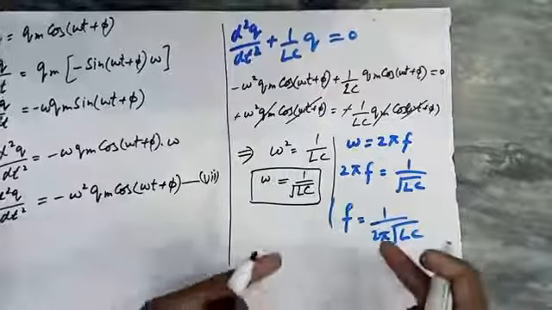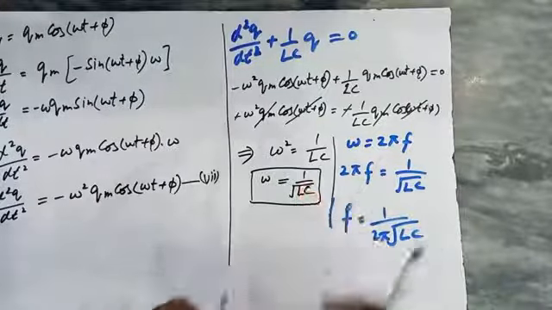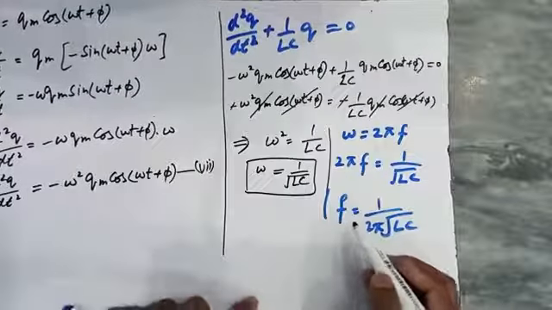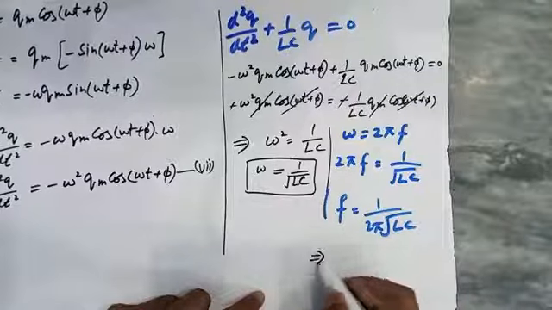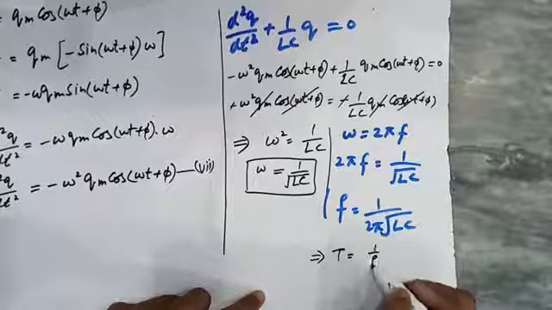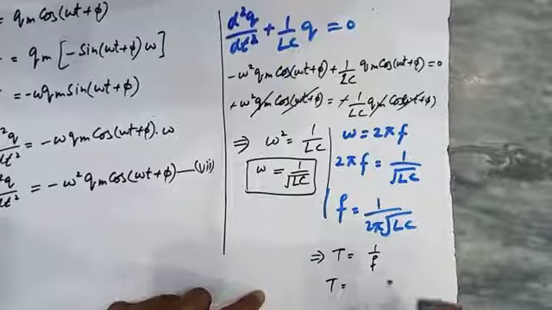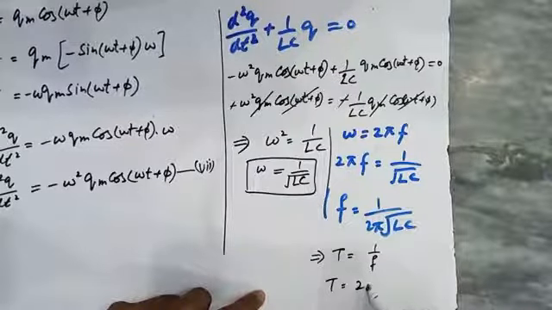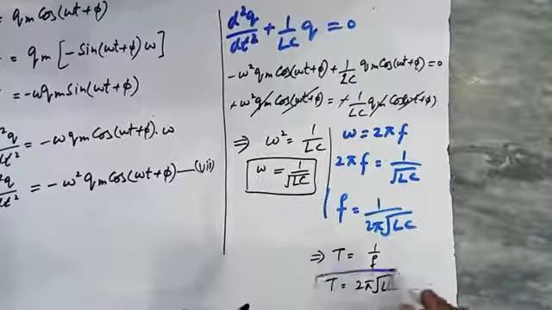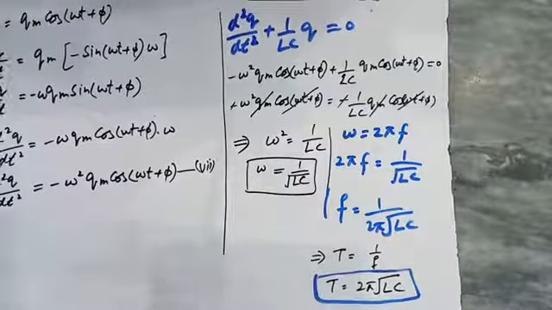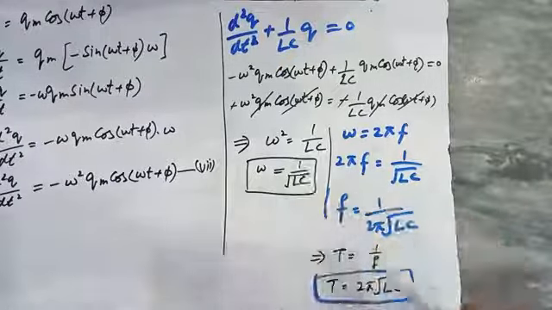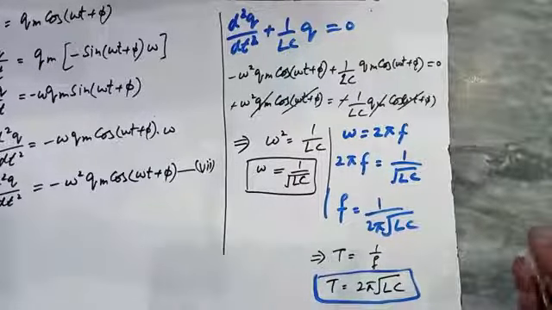So this was our target, to calculate the frequency of oscillations. From this frequency I can find the time period, as we know that time period is the reciprocal of frequency. So the time period becomes 2 pi square root of LC. So we calculated the angular frequency, frequency and time period of electromagnetic oscillations.